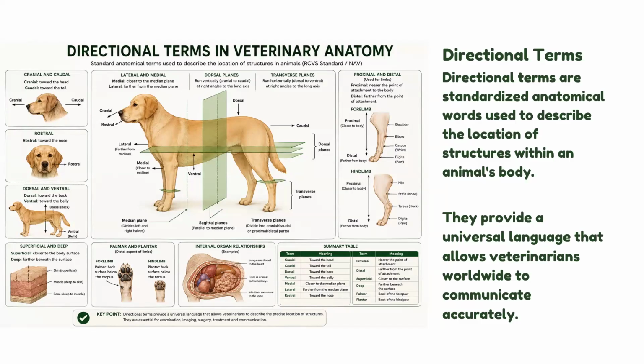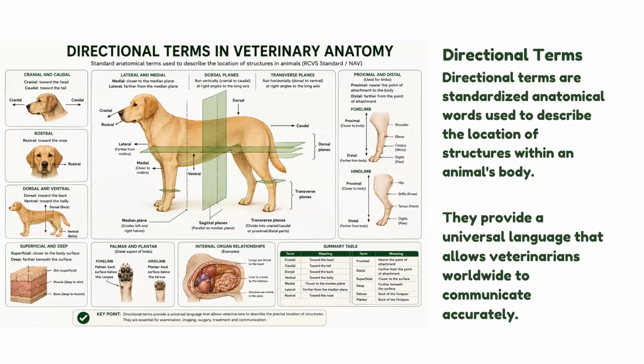Because when it comes to veterinary anatomy, they have a standardized anatomical word that they use in describing the location of structures within an animal's body. And when they use such standardized anatomical words, it helps another veterinarian across the country or in any part of the world to be able to what? To accurately locate where that lesion is. So directional terms, in essence, provide a universal language that allows veterinarians worldwide to communicate accurately. That is the whole essence.